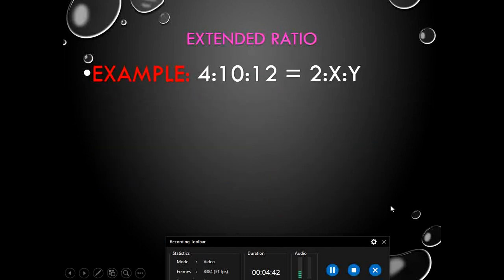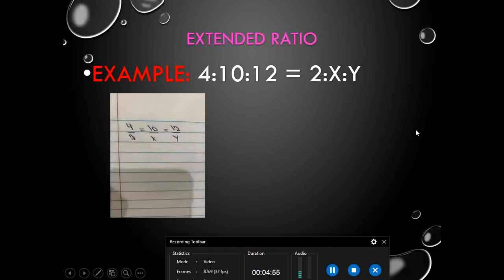So in this example, we have a continued ratio, 4 to 10 to 12, and that's the same as 2 to x to y. So what I'm going to do first is put it in that vertical format, and this is what it would look like. So the first elements, second elements, and third elements are all lined up.